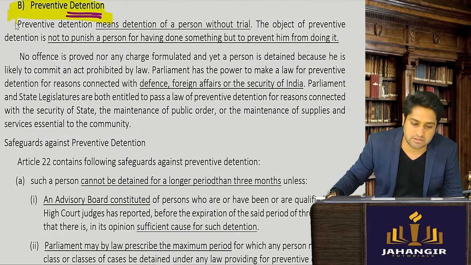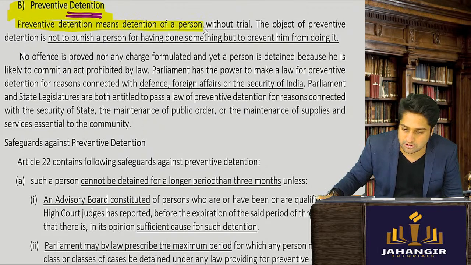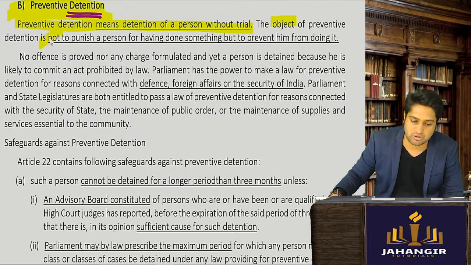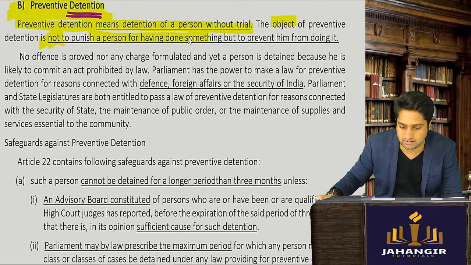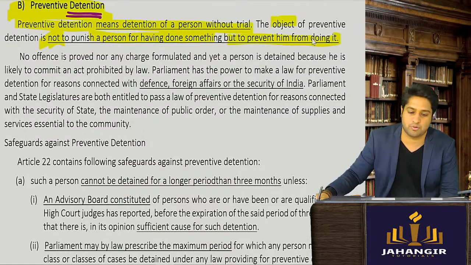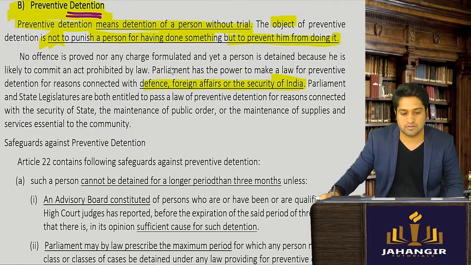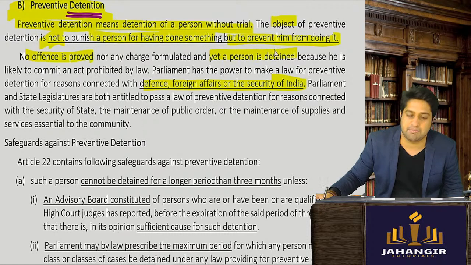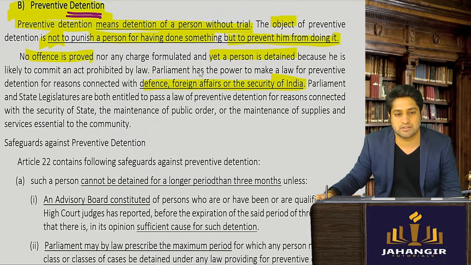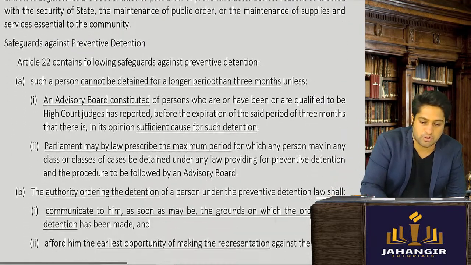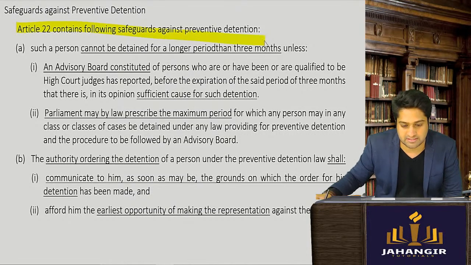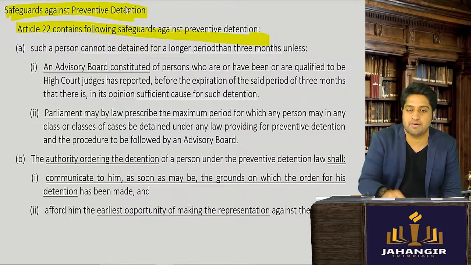So preventive detention means detention of a person without trial. The object of preventive detention is not to punish a person for having done something, but to prevent him from doing something. No offense is proved yet, yet a person can be detained under this provision. Now safeguards. To protect the person who is being detained, a few points have been given. Safeguards against preventive detention.